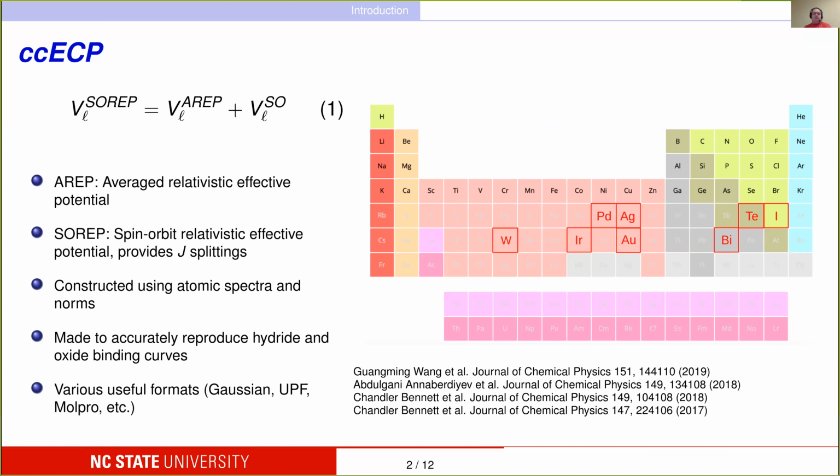All of our correlation consistent effective core potentials, or ccECPs, are constructed using atomic spectra and norm conservation as the objective functions for their optimizations, and are made to accurately reproduce the hydride and oxide binding curves for each element that we test. All of them are available in various useful formats, such as Gaussian, UPF, and MOLPRO, and so on. All of the elements labeled as black are already tabulated, and all of the ones in red are the ones that are currently being demonstrated in this particular work.